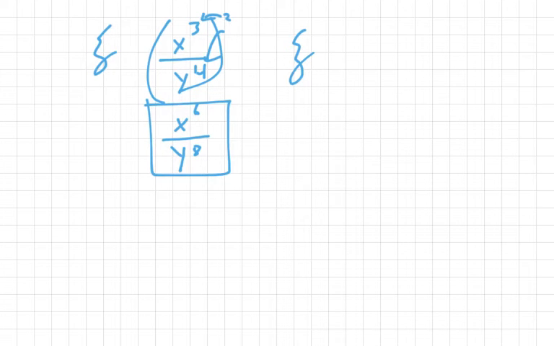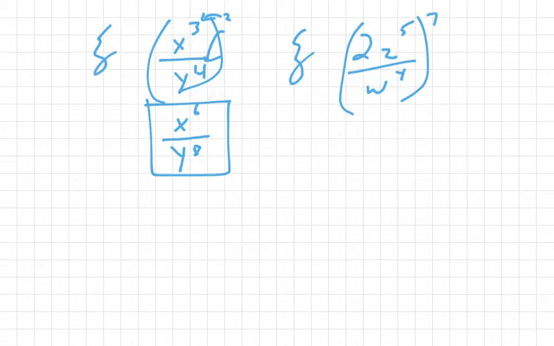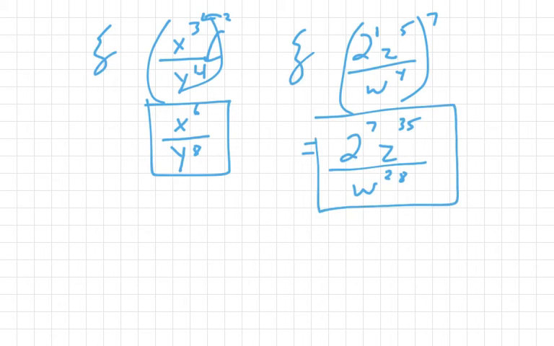Let's go with 2z to the 5 over w to the 4. And let's raise that all to the power of 7 just for fun. So when I use the power of a quotient rule, I get 2 to the 7, z to the 35, because I'm multiplying my exponents. That's how we got the 7 over top of the 2, because the exponent on that 2 is a 1, really. And then over w to the 28 when I multiply the 4 and the 7. And that's the power of a quotient rule.